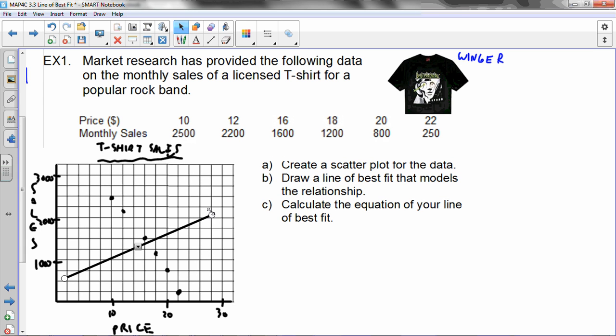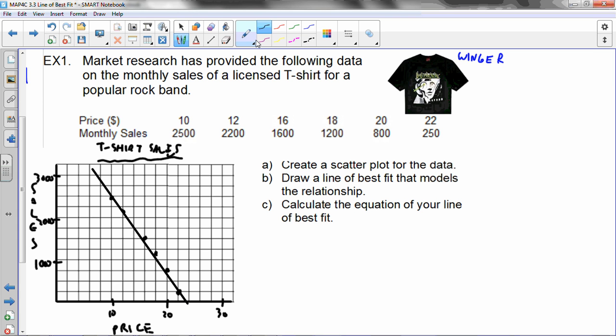So we want a trend line that's going to follow the trend and go through as many points as possible, with half the points above and half the points below. Okay, so something like that's not bad. This is going through almost all of them, isn't it? And of course, this takes a little bit of practice.